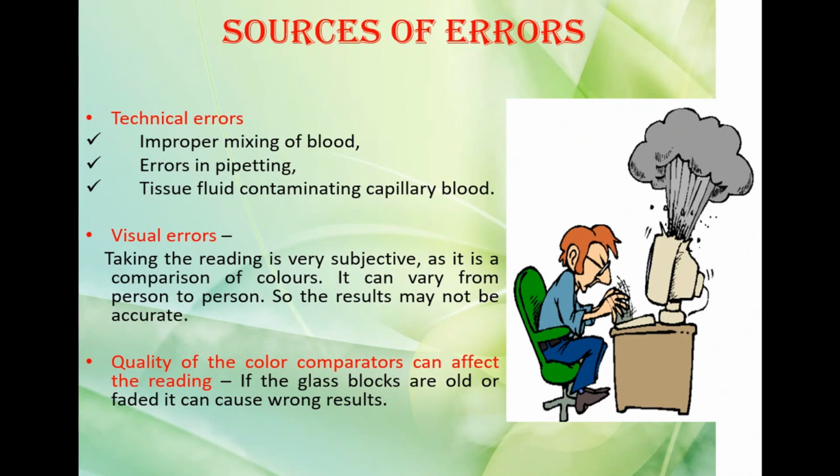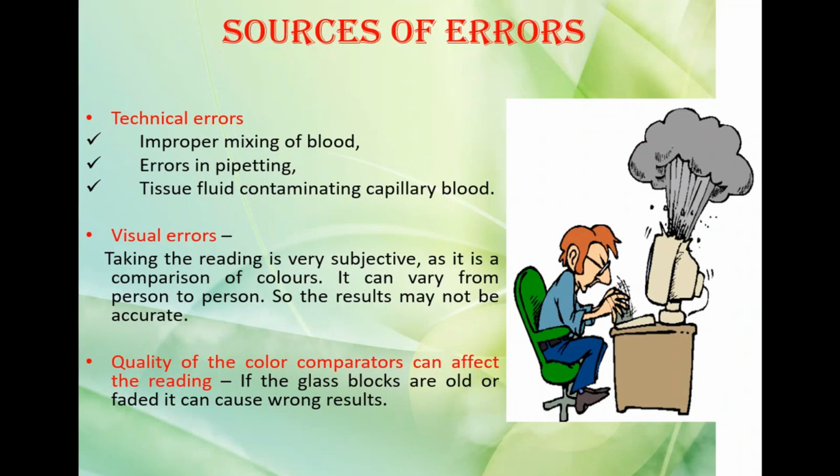These are the three, and you can also see tissue fluid contaminating capillary blood. Sometimes the blood is collected from tissues, and this tissue fluid can also interfere in the hemoglobin estimation. When the tissue fluid interferes, you can't say that the result is because of the hemoglobin content.